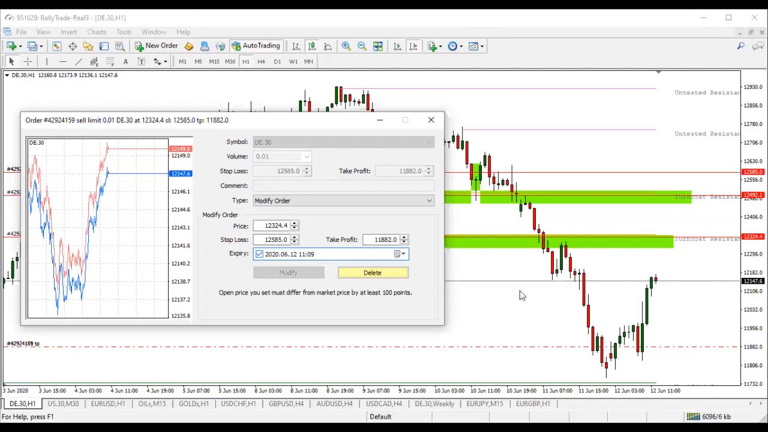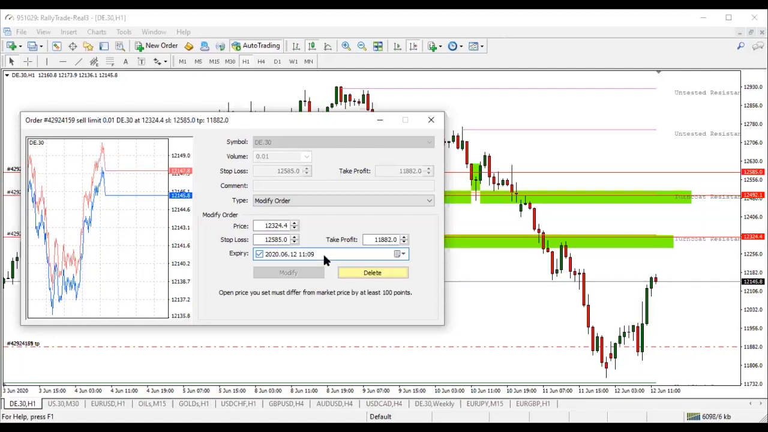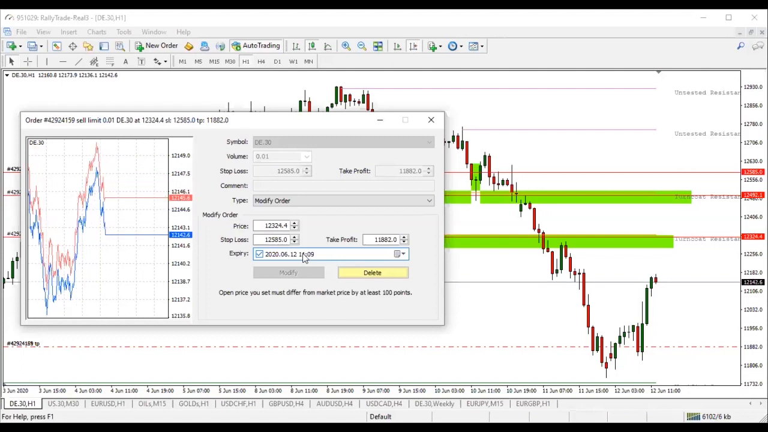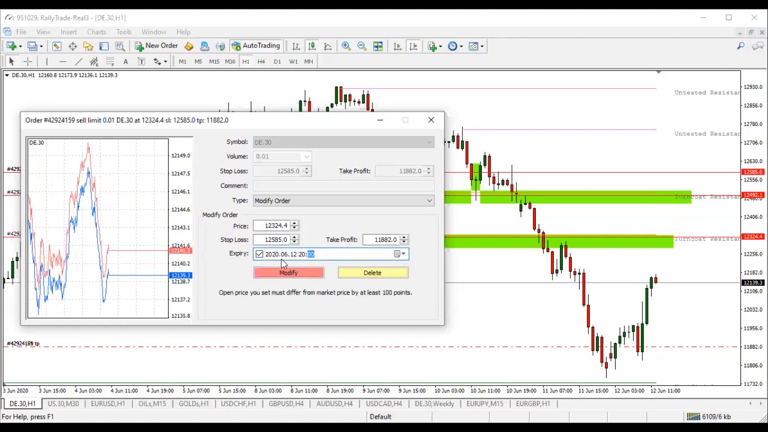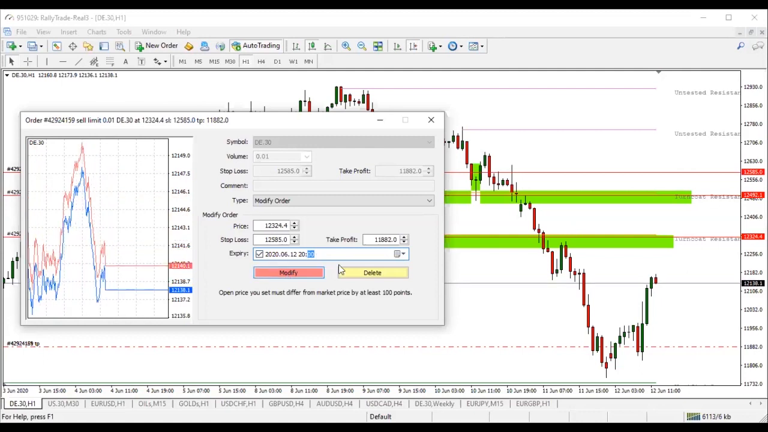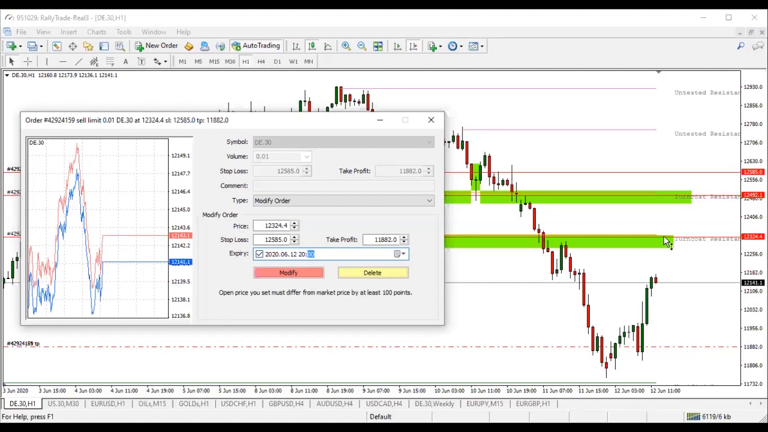Now, let me just quickly insert that expiry. Today's market will close around, say, maybe 9 o'clock, 9:30 p.m., but let's say even 8 o'clock p.m. That's 2000, 8 p.m. So I'm going to change this number to 20. And of course, I'm going to change this one to 0. What it means is that if I click on modify now, by 8 p.m. tonight, today is 12th, that's June 12th, by 8 p.m. tonight, this trade will expire. That's the sell limit I place here. If it doesn't activate, if the current price doesn't touch this sell limit to activate the trade, it should self-delete. So you click on modify.